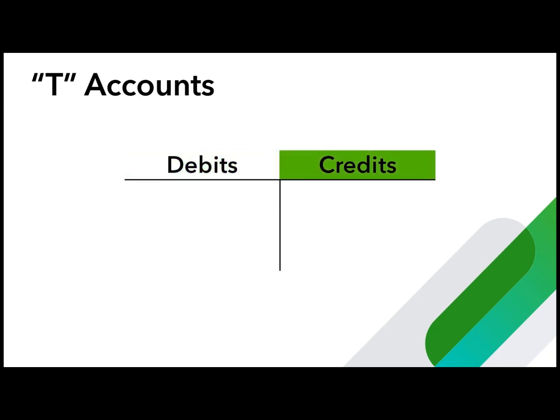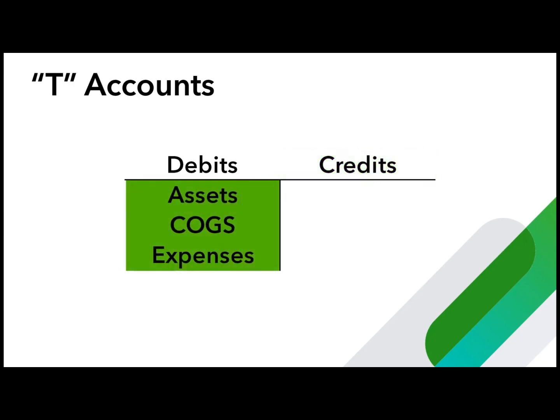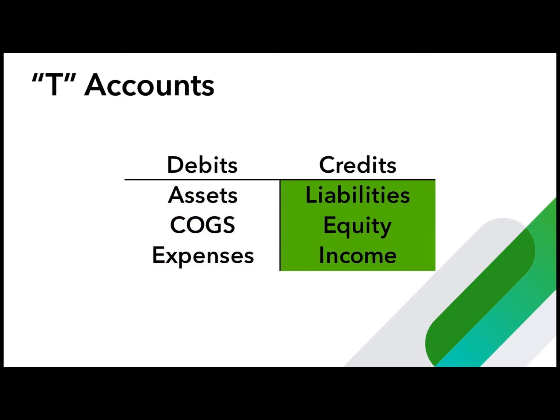Any account can have a debit or a credit, but as you learned, most transactions tend to debit certain accounts and credit other accounts. So specific accounts tend to have a debit or credit balance. Accounts that carry debit balances are assets, cost of goods sold, and expenses. A debit increases the balances of these types of accounts. Accounts that carry credit balances are liabilities, equity, and income. A credit increases the balance of these types of accounts.